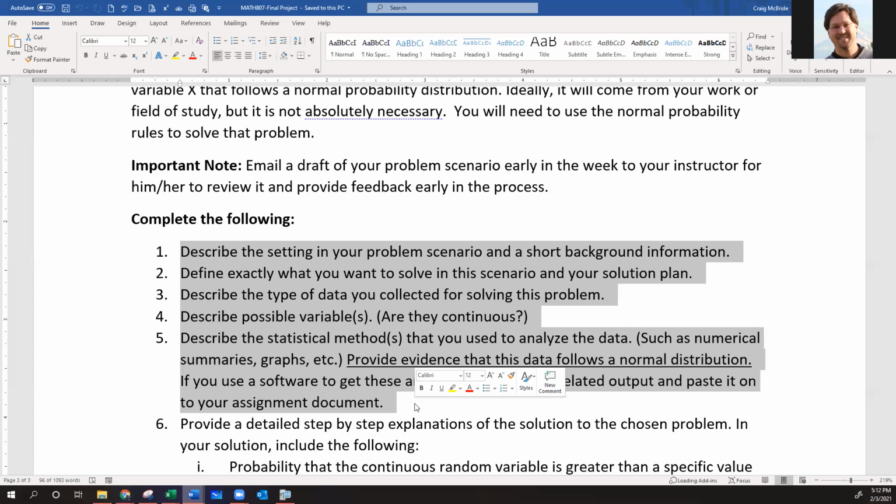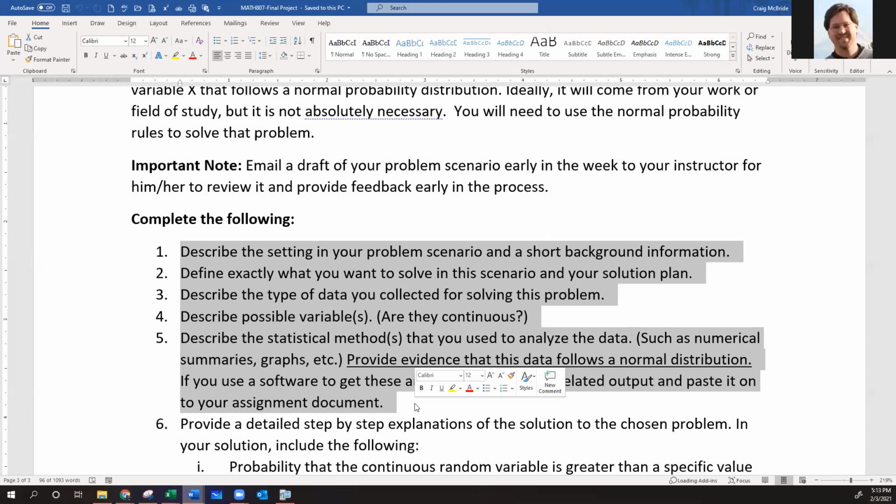Cecily. Yeah, so I have one quick question while we're discussing this. In number 6, when we're providing step-by-step explanations of the solution, we really don't have data. So are we making up data?